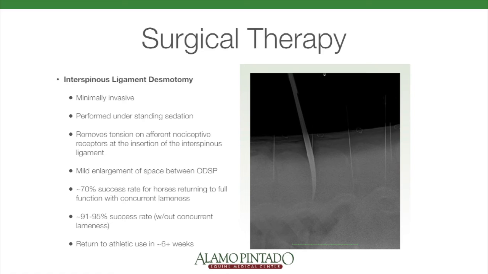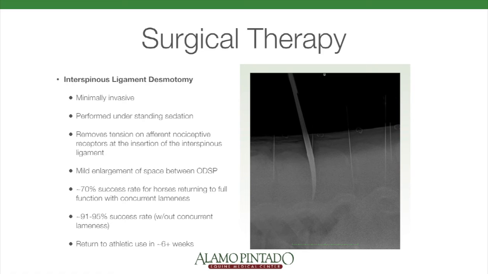There are multiple different surgeries that we do, so I'm just going to highlight the two most common ones. This is a technique that was reported about 2010 or so, and it's what we call interspinous ligament desmotomy. This is done under standing sedation, like if you've had your horse's teeth done or any procedure like that, we just sedate them. We do the local anesthetic, so they're not really feeling anything there, and then we use radiographic guidance to place these needles in there.